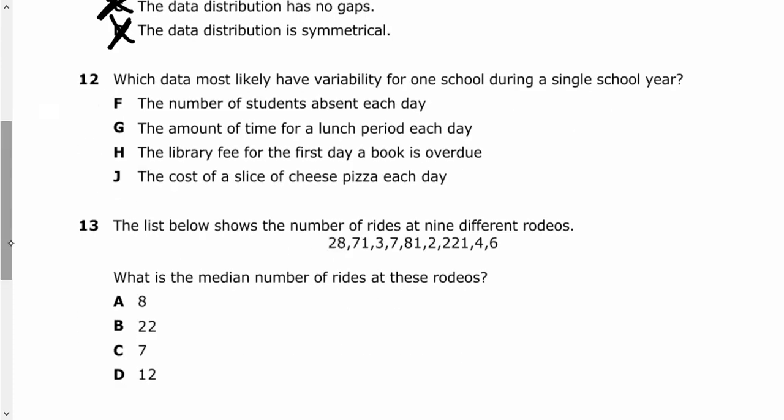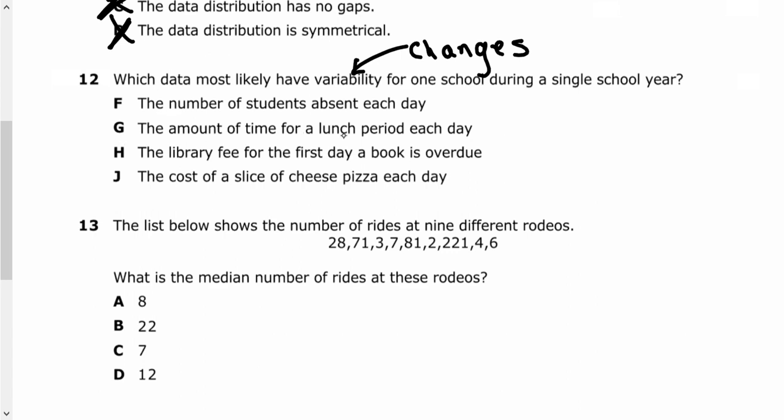Number 12, which data most likely have variability for one school during a single school year? So variability, I'm thinking about, it changes a lot. Okay, the number of students absent each day. So my question is, does that change a lot? It does change a lot. We don't know how many students are going to be absent each day. There might be a lot absent. Most of the time, there's a lot more absent on Friday than there is like on Wednesday. So there's lots of factors for that. So it does change a lot.